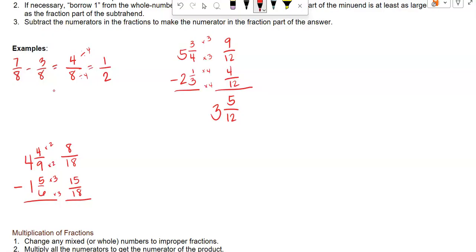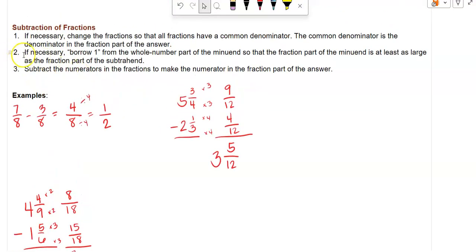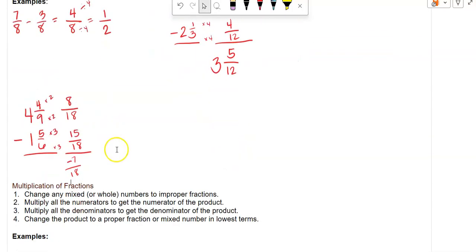Okay, so if we try to do this, we would get 8 minus 15, and we can't just do a negative 7 over 18. Okay, and so what we're going to do is to use the borrowing technique, and that comes into play in step number 2. So if necessary, borrow 1 from the whole number part of the minuend so that the fraction part of the minuend is at least as large as the fraction part of the subtrahend. So let's see how we would do this.